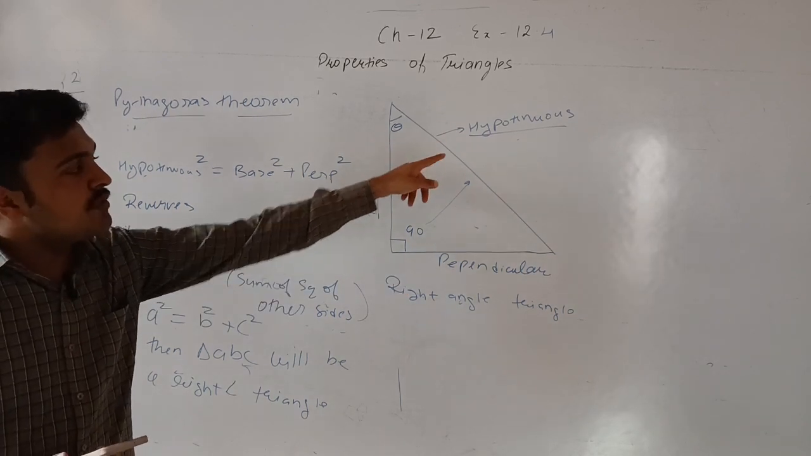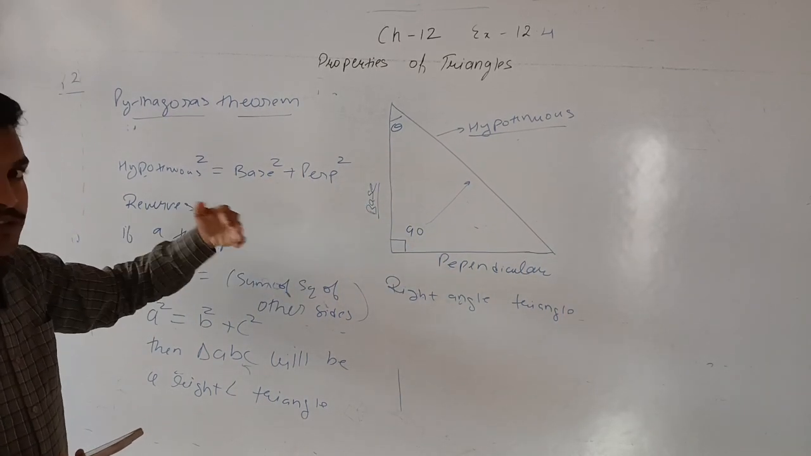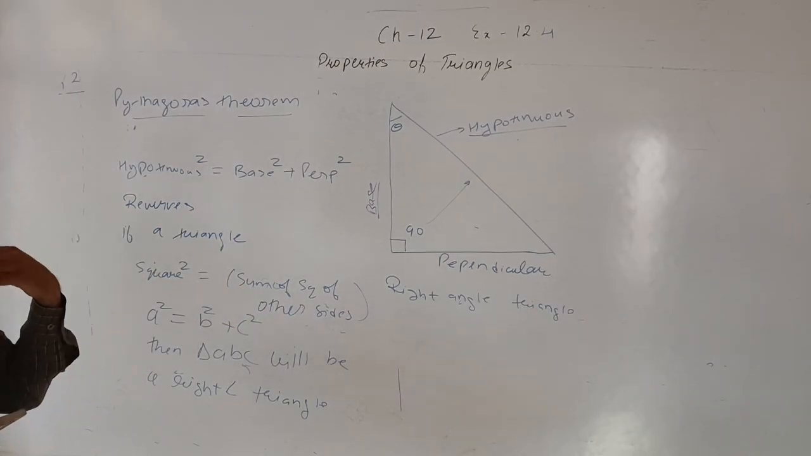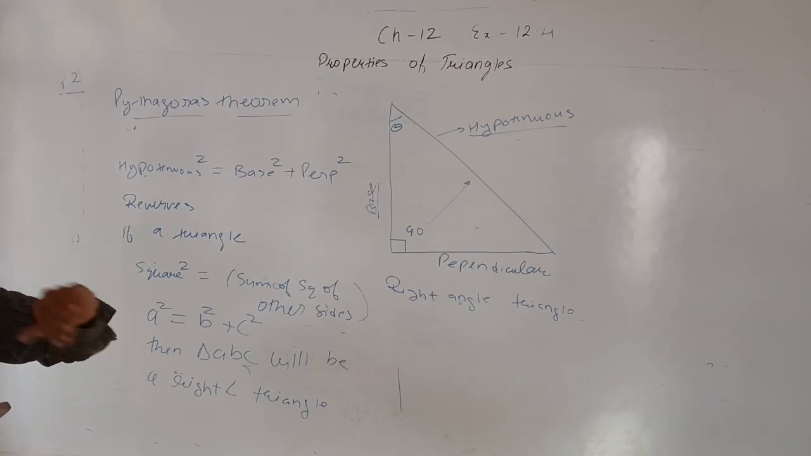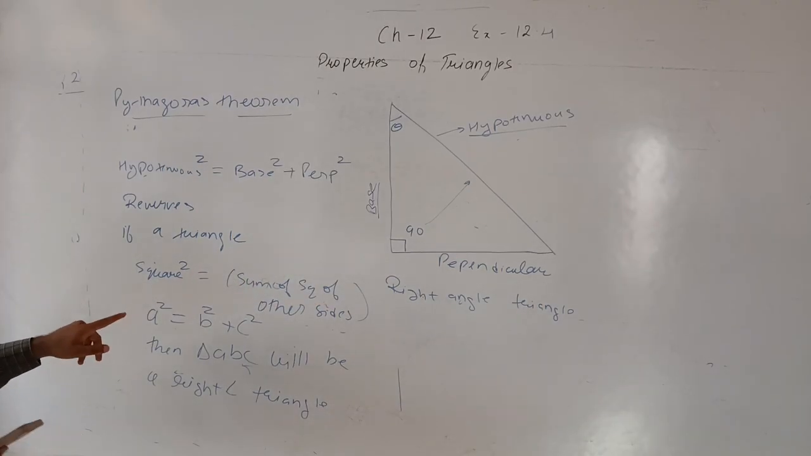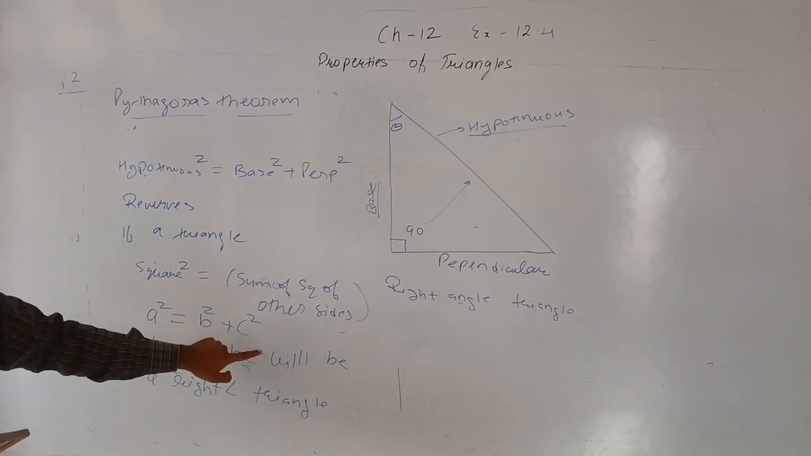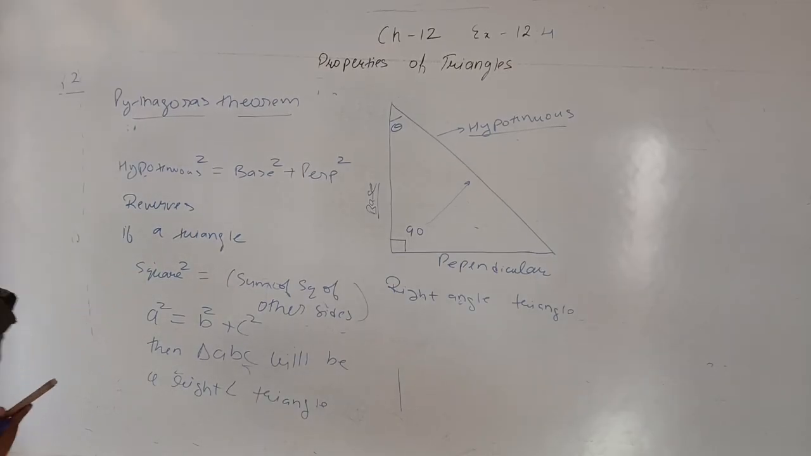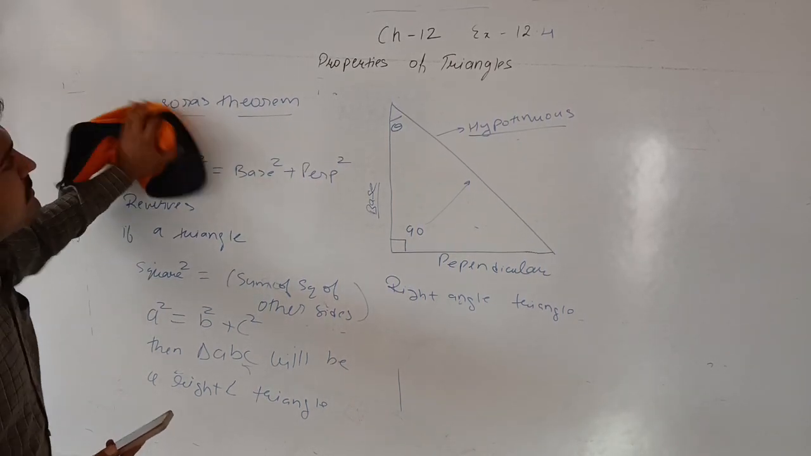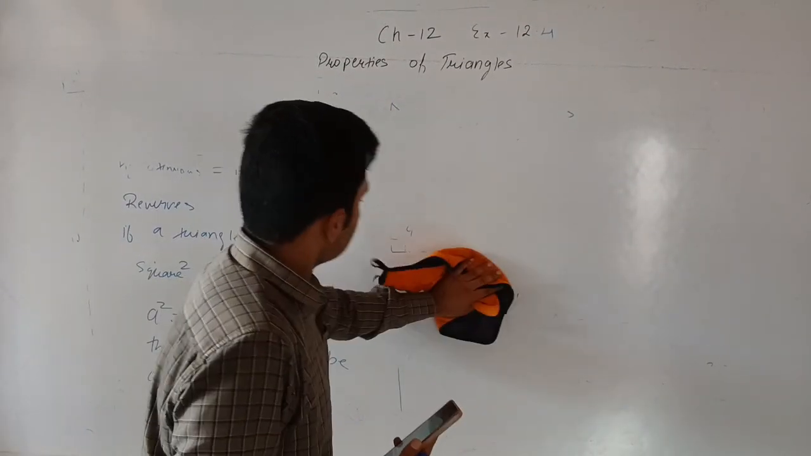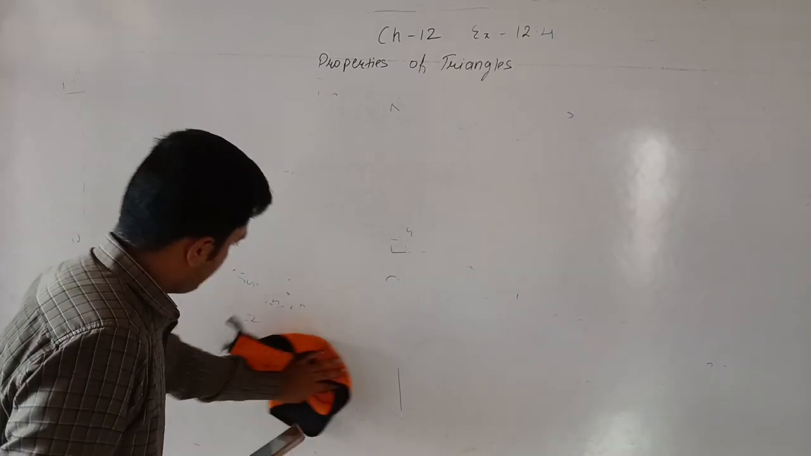Therefore, perpendicular squared plus base squared is equal to hypotenuse squared. So this is the Pythagoras theorem, and the reverse of the theorem is that if the sum of squares of two sides is equal to the square of the third side, then the triangle will be a right angled triangle. Also, the hypotenuse will be the largest side of the right angle triangle, and the sum of squares of the other two sides will be equal to the square of the hypotenuse.